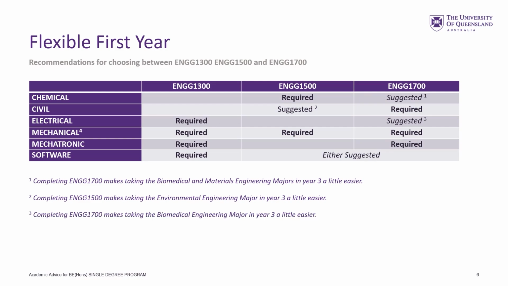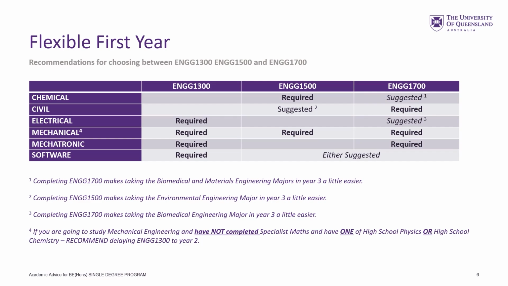If you're interested in electrical engineering, you need to complete Eng 1300. And for your second course, we'd actually recommend Eng 1700 because it makes taking the biomedical engineering major in year 3 a little easier. Mechanical engineering requires all 3 courses, and as we've already said, you may need to complete Eng 1300 in year 2. Please come to an academic advising session and we'll help you plan your studies, particularly if you need to pick up specialist maths and a high school physics or chemistry.